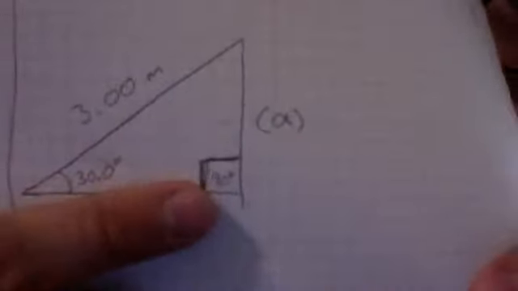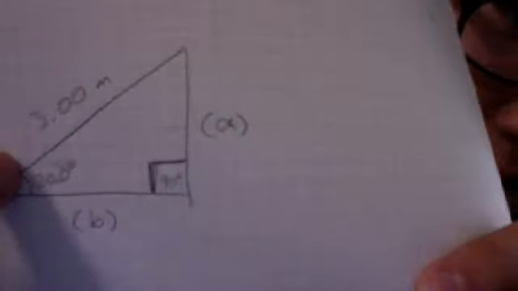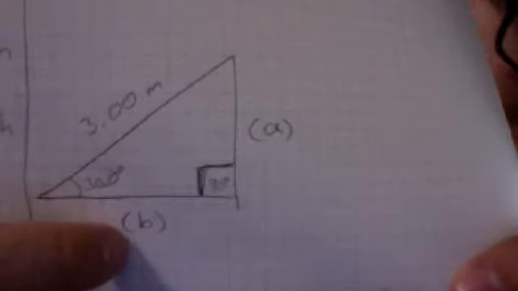Alright, for problem number 42, it says you have a right triangle, which means one of the angles is 90 degrees. Another angle is 30 degrees. The opposite side to that is side A. The adjacent side is side B, and the hypotenuse is 3.